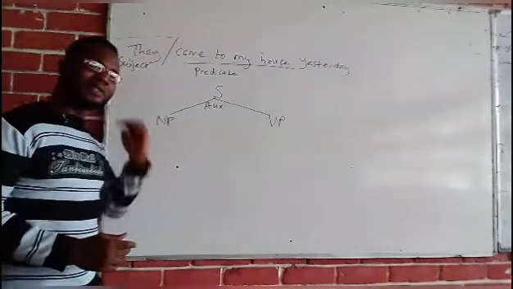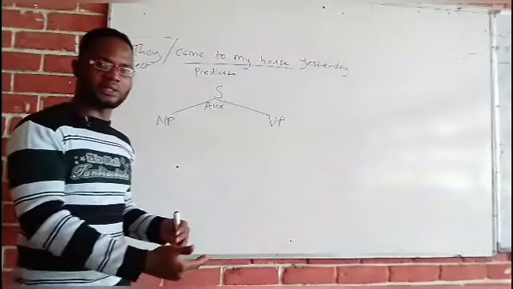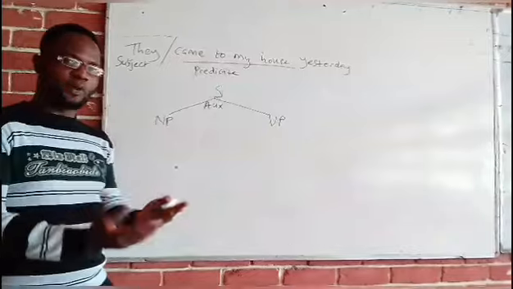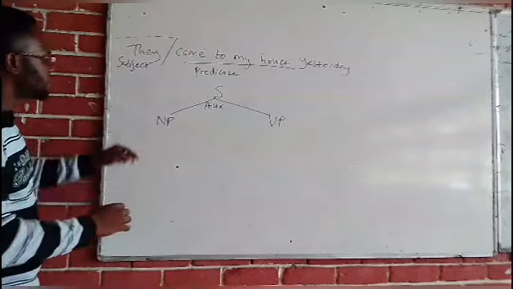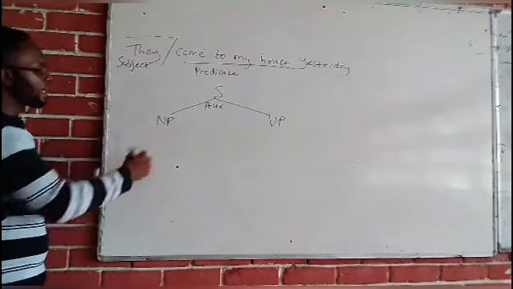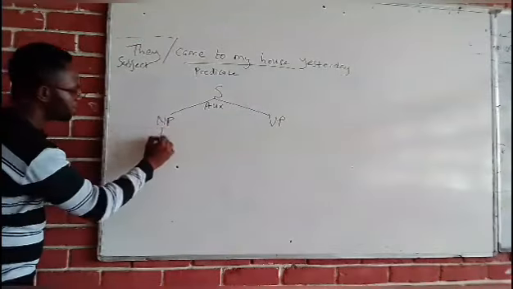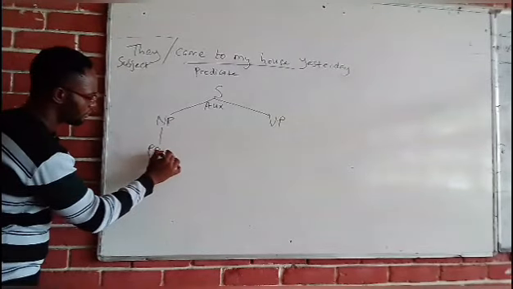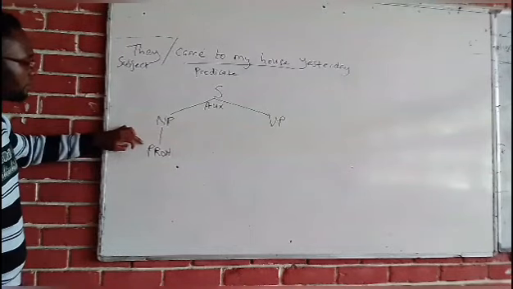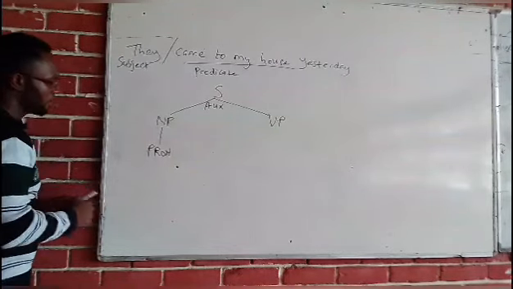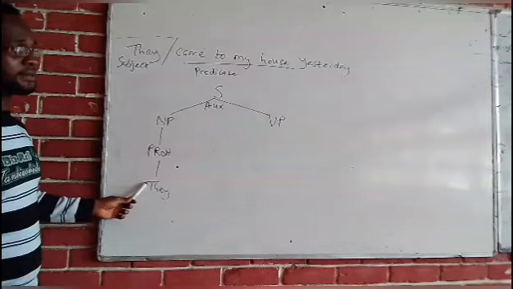Then we have the aspect. The aspect is made up of the prog, that is the progressive, and the perfect. When they are juxtaposed, they are under the aspect. Having said that, the NP here, which is "they", is a pronoun. So this "they" will come under here. That's the end product of this.